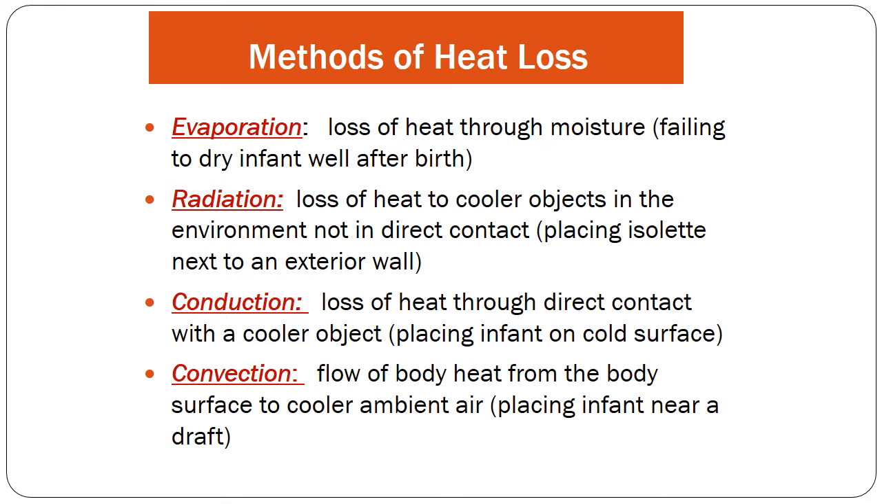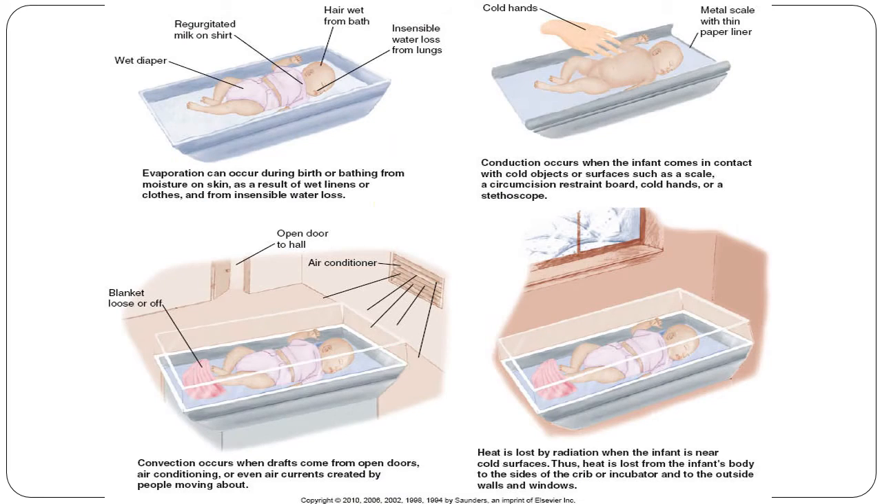That's why we warm our warmer up before delivery, and while we have our warmers all ready to receive new babies in the receiving nursery, we want to make sure that they're not going to lose heat through conduction. Convection is the flow of heat from placing it near a cooler ambient air, putting the baby near a draft, putting the baby near a fan, putting the baby under an air conditioning duct.